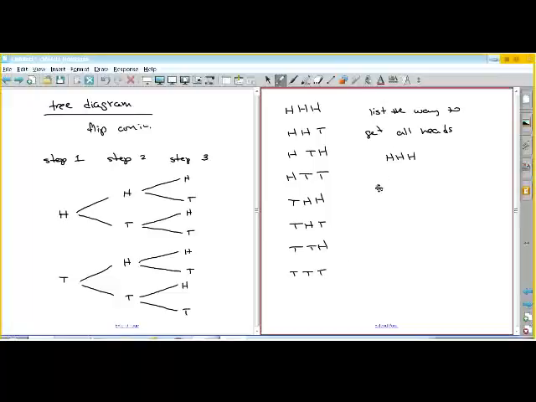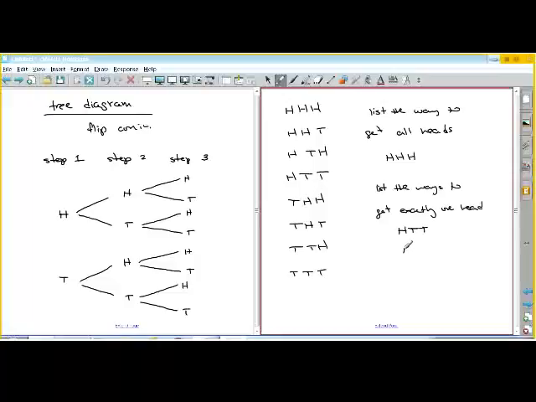I might ask you, list the ways to get exactly one head. So then you look through here and ask the question, which ones have one head? And you'd say, well, so far they've all got two heads, and they get to this one, so that one has one head. So that's good.